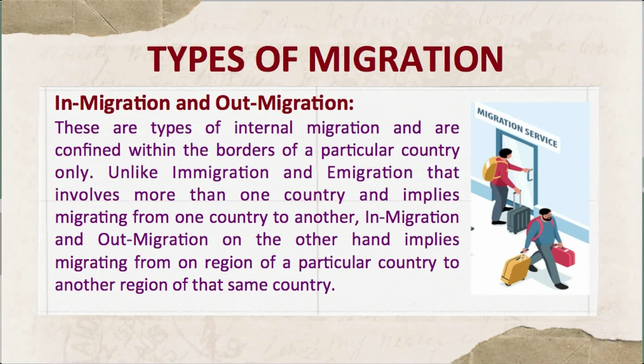In-migration and out-migration are internal migrations and are confined within the borders of a particular country only. So unlike immigration and emigration, which involve more than one country and people migrating from one country to another, in-migration and out-migration on the other hand imply people migrating from one region of a particular country to another region of that same country. For example, people migrating from Kerala to West Bengal will be a case of out-migration for Kerala and in-migration for West Bengal.